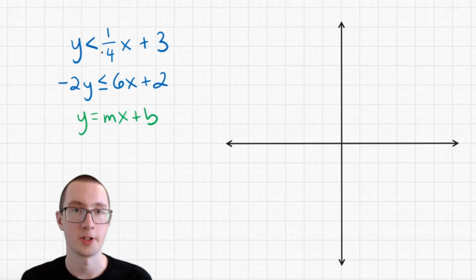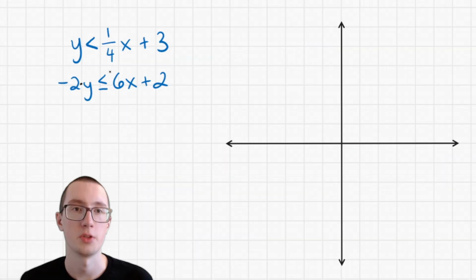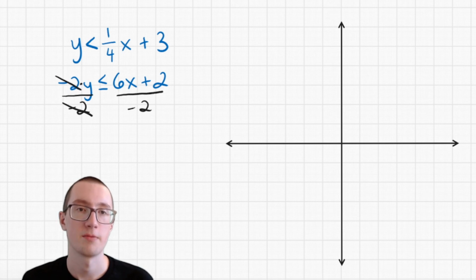So before we get started on graphing, we should probably get rid of this minus 2. So remember that this is multiplication here. How can we get rid of this minus 2? We can do the opposite of multiplication, which is division. So we will divide both sides by minus 2. So in this case, these two cancel out. And on this side, we're just left with y.